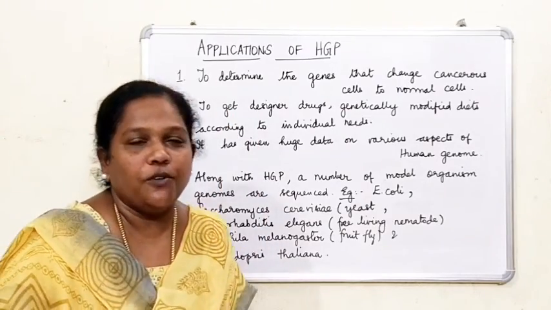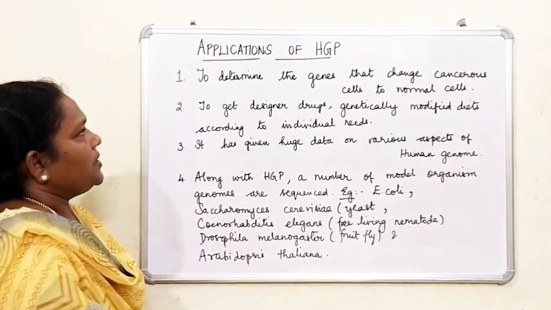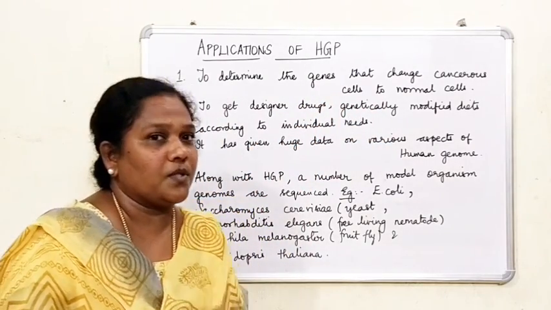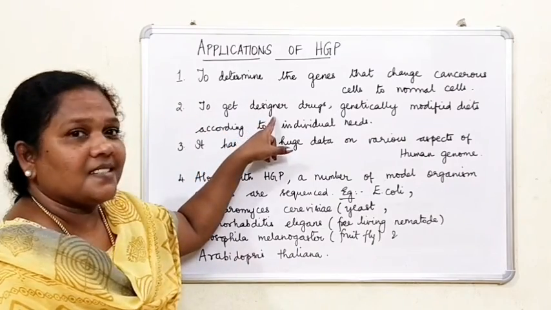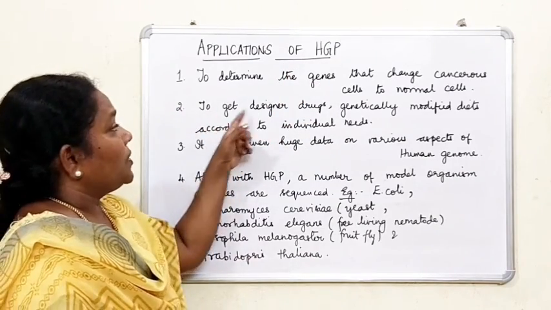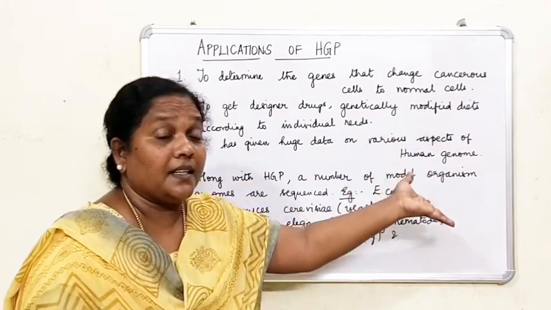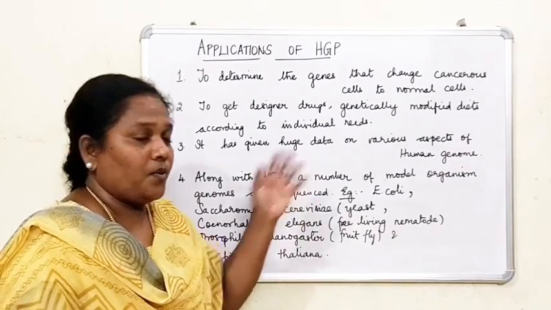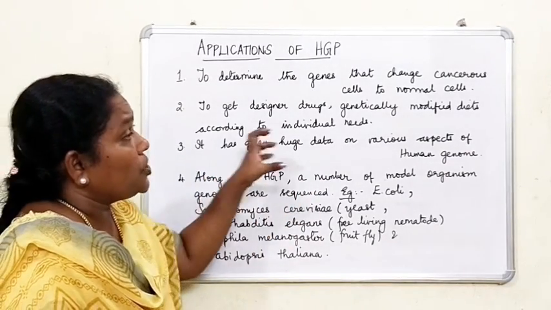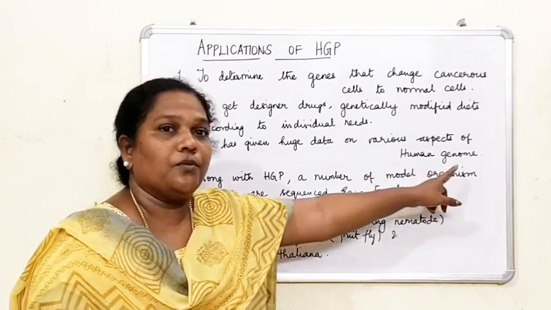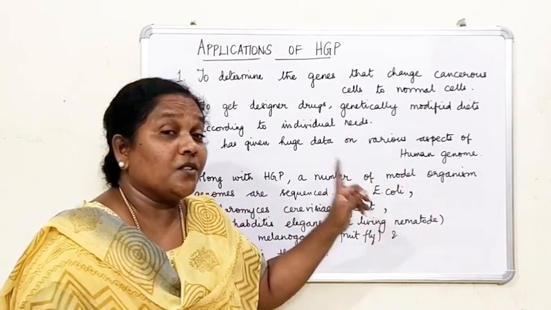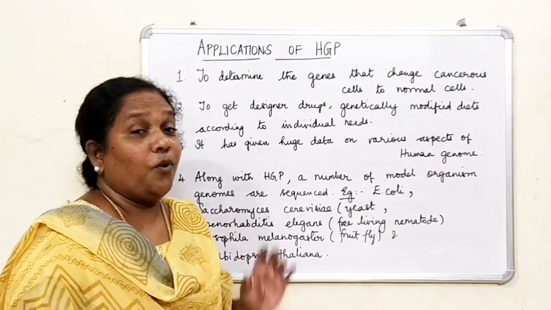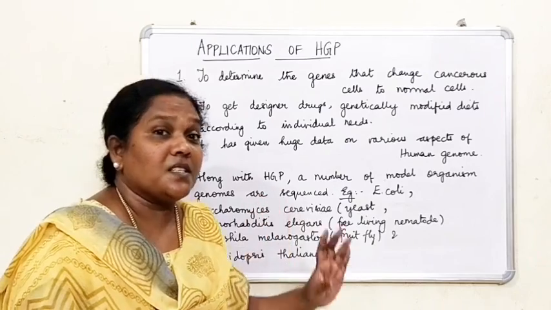Next is applications of the Human Genome Project. So here the first one is to determine the genes that change cancerous cells to normal cells. So this is one possibility. Then to get designer drugs. So the Human Genome Project will also help you to get designer drugs and genetically modified diet, genetically modified food, according to individual need. So that is possible. And one more thing, it has given huge data on various aspects of the human genome. So 3 into 10 to the power 9 base pairs we have studied. So the whole set of information is being sequenced.